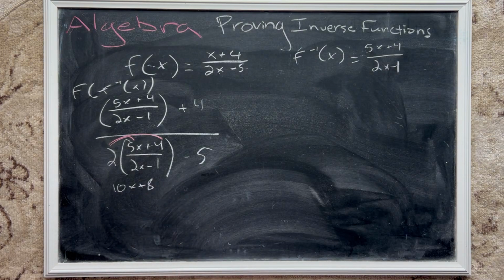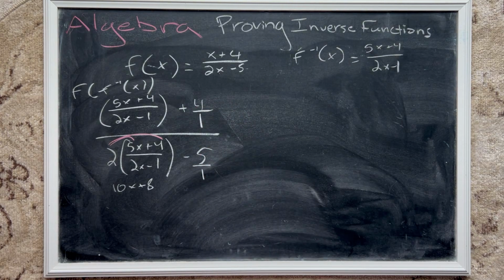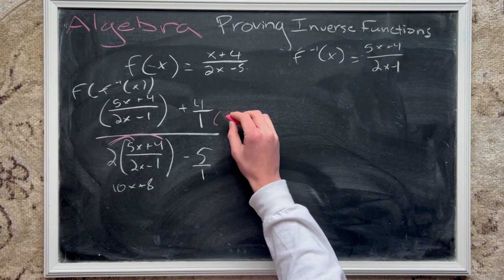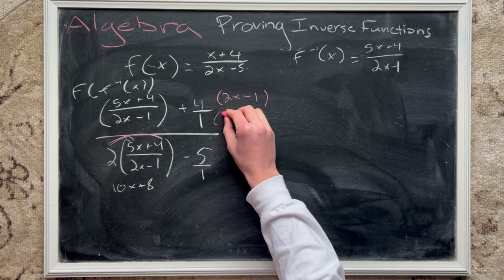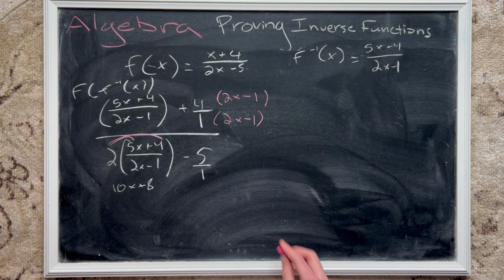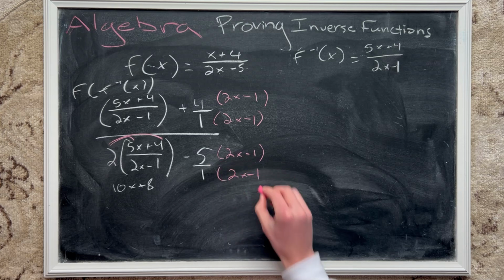And then I'm going to make common denominators. All of these numbers are actually over a 1 as well. And in order to add fractions with different denominators, we have to multiply to get common denominators. So we're going to multiply this fraction by 2x minus 1 over 2x minus 1. And same down here, 2x minus 1 over 2x minus 1.